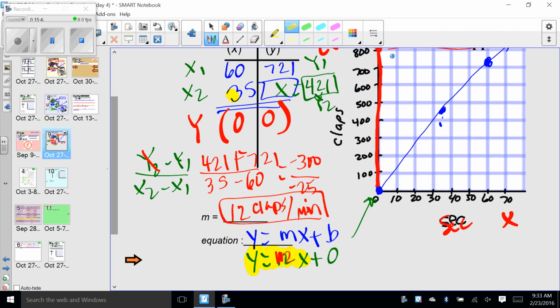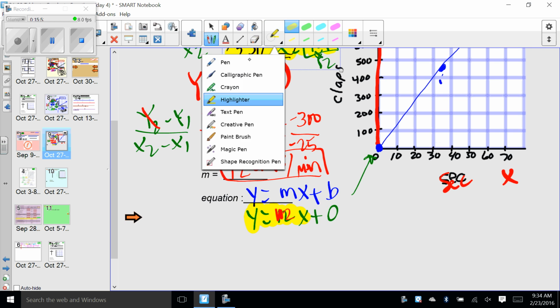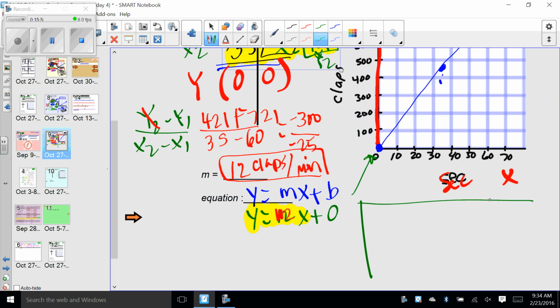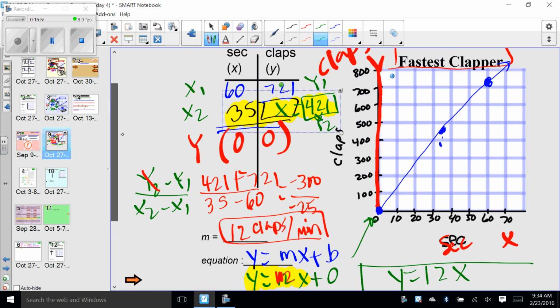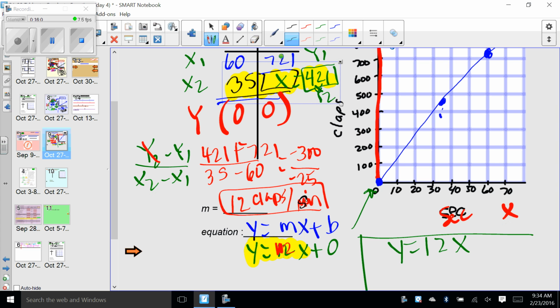So we want to know what's happening at 35 seconds, how many claps. We set up here it would be 421. Let's go ahead and confirm that down here in our equation. So using our equation, y equals 12 claps per second. I think I said minute here. Wrong label. That should have been seconds. My fault. Sorry about that. This should say seconds here, not minutes.